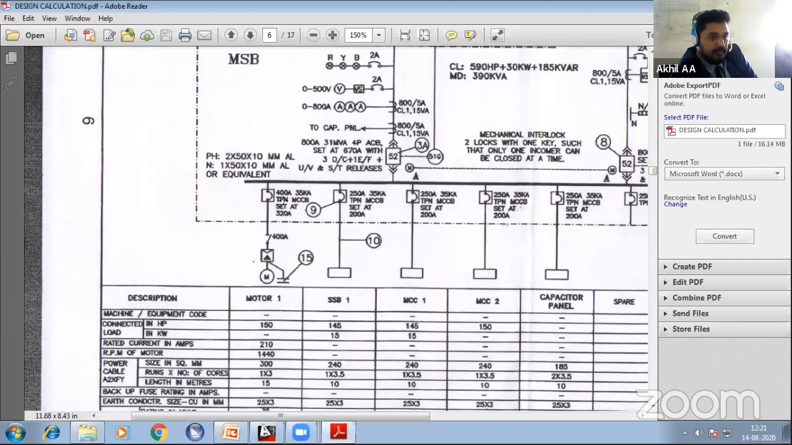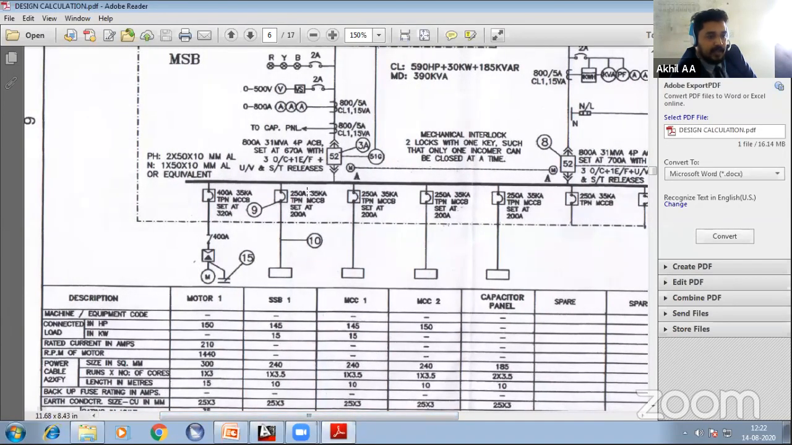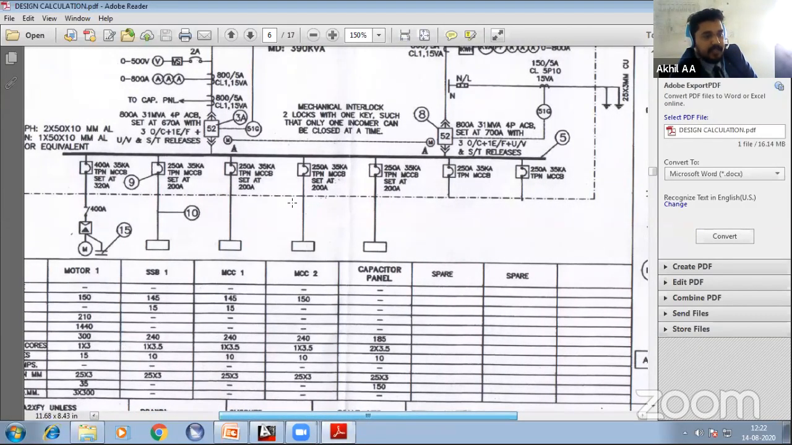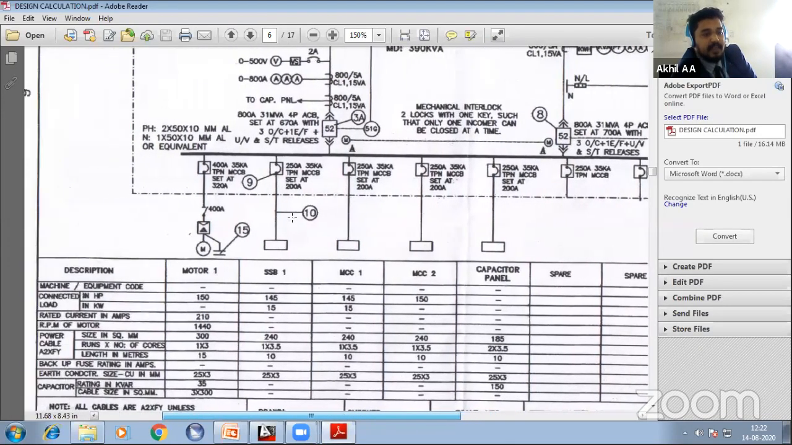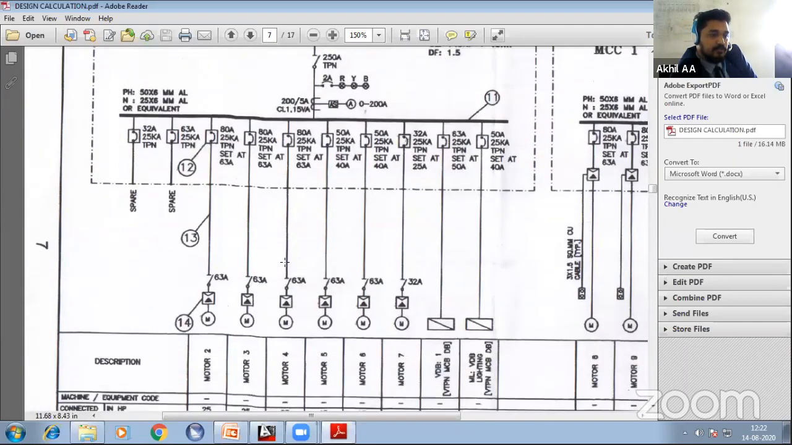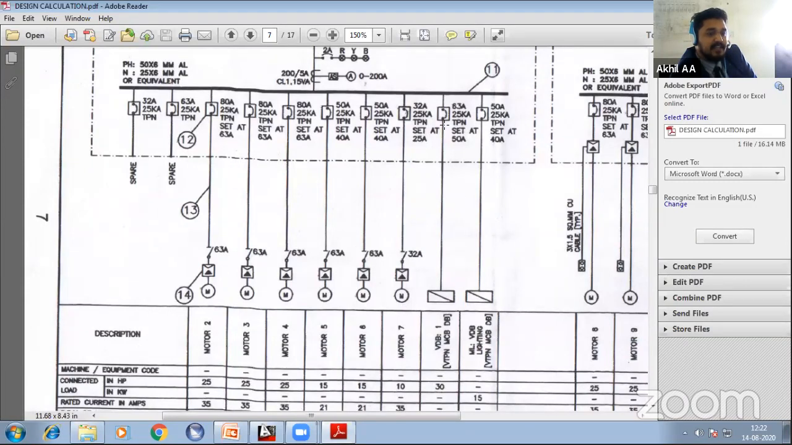It has a 400 ampere MCCB, 35 kilo ampere rating, set at 320 ampere. The next outgoing is again a 250 ampere breaker, which is mentioned as SSB1. So what all loads will be coming in the SSB1? SSB1, MCC1, MCC2, and capacitor panel, and you can see spare. In SSB1, the remaining motor loads will come. You can see two spare, six motors, some miscellaneous load and vertical DB connection.